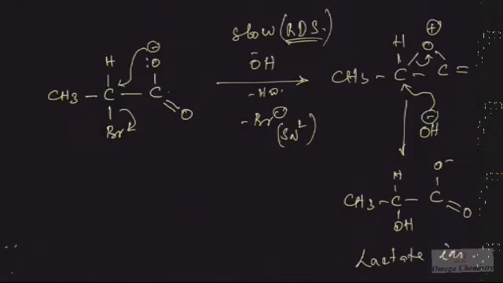But remember one thing, the second step is also a kind of SN2 reaction because OH minus attacks from the opposite side. So two SN2 reactions will result in the retention of configuration. So double inversion will lead to retention. So that is why the configuration will be retained here.